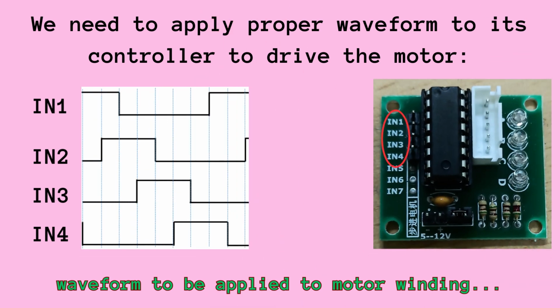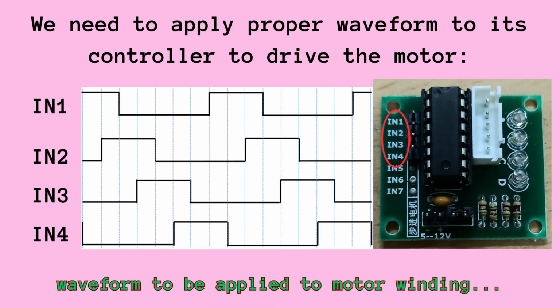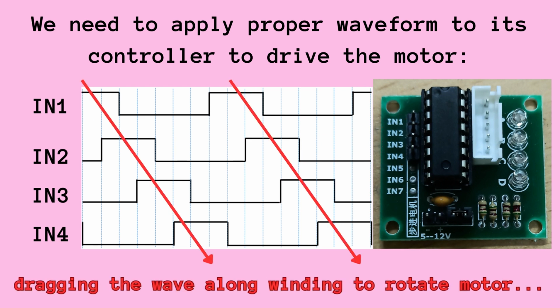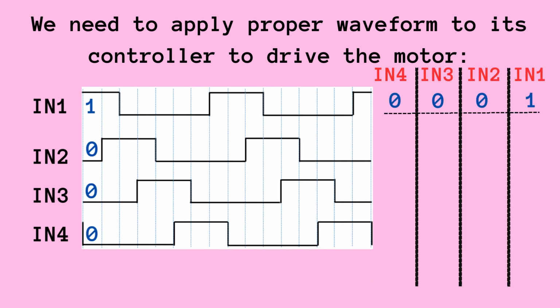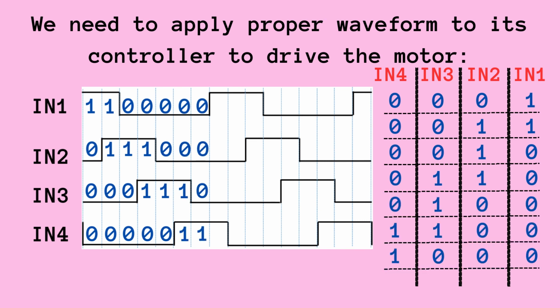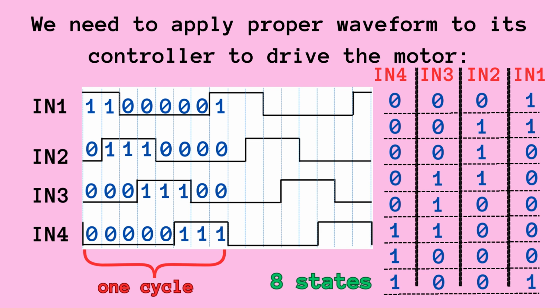Proper sequence of pulsed waveform needs to be applied to four inputs of the motor controller. The waveform advancing in a certain direction generates magnetic flux that drags the rotor for motion. Various states of the waveform in four input lines generate combination of bits. This is shown in adjacent truth table containing 8 different states.